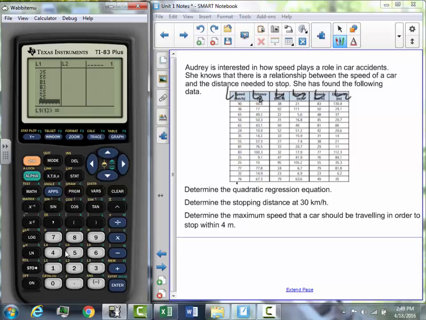Sometimes you might want to save your data and not have to erase it all. So rather than putting data in L1 and L2, you might put data in L3 and L4 instead. And then you know how you had to type in L1, L2? Well, just type in L3, L4 instead.